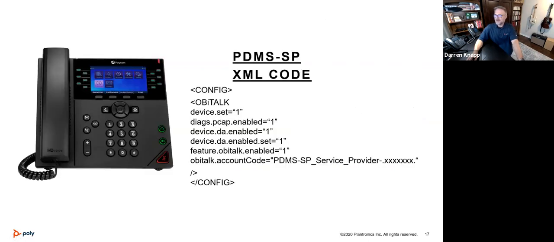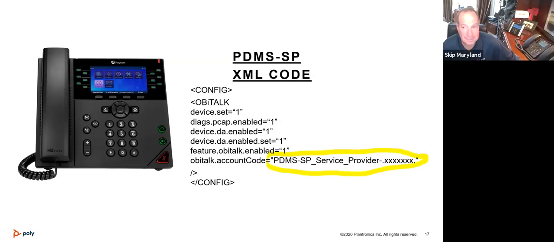So just real quickly, how easy is it to add a phone? So this is an example of what your config looks like. So literally, you would go in, the only part that you would modify, let's pull up my highlighter here, is this piece right here is customized to your portal. So once you get access to the portal, you'll get your own PDMS-SP code, and you would update this XML code, pop it into one phone or 1,000 phones, or Skip, like what are some of the biggest customers we have out there using this? Well, maybe not our names, but sizes.